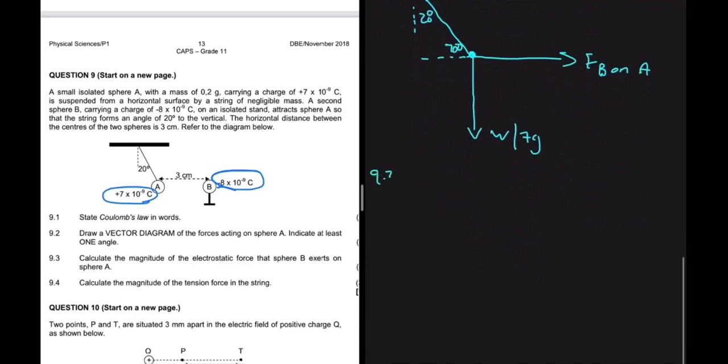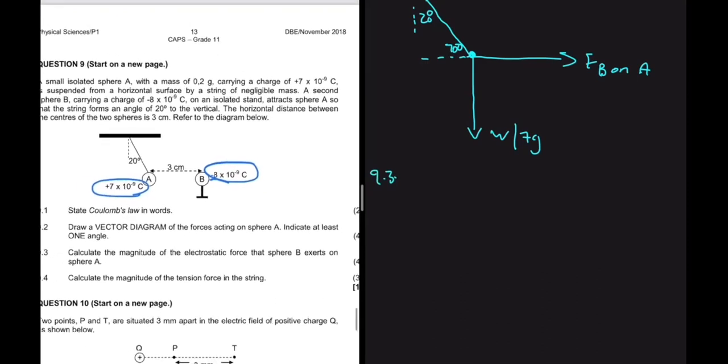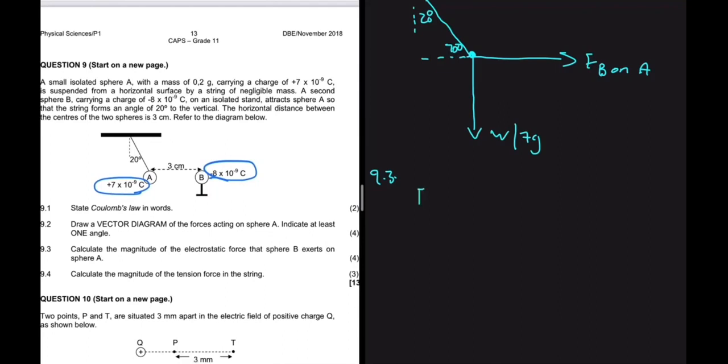So 9.3 says let's calculate the magnitude of the electrostatic force that sphere B exerts on sphere A. So again, we're saying that the electrostatic force is equal to K Q1 Q2 divided by R squared. So we have the charge Q1, let's say Q1 is sphere A, so we know the charge of sphere A. We know the charge of the second sphere, B. And then we know K, that's a constant. And then now let's look for R squared.